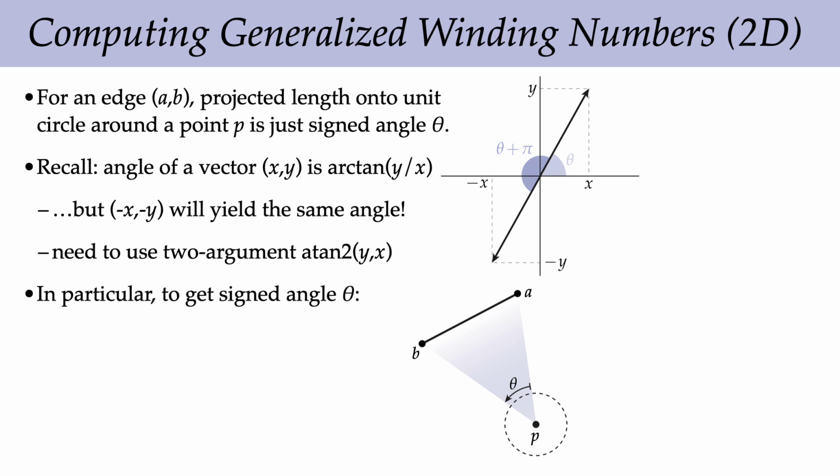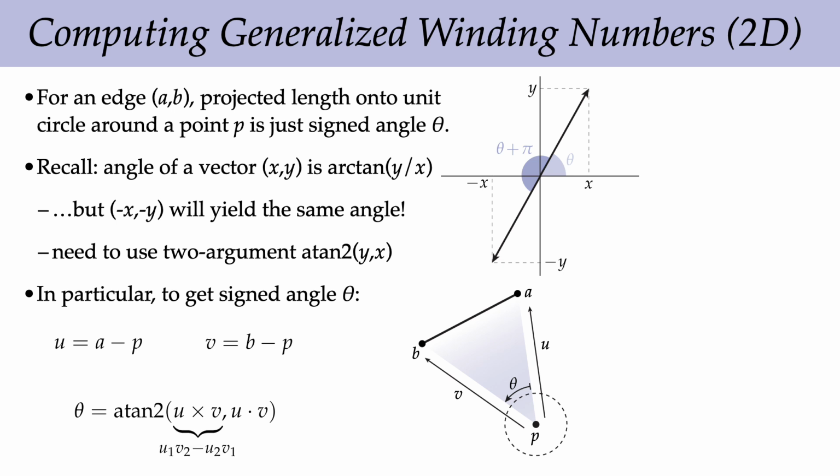In particular, if we want to get the angle for the generalized winding number, we can compute the vector a minus p, the vector b minus p, so u and v, and then the angle theta is just the two-argument arctangent of the cross product of these vectors and the dot product of these vectors, kind of the y and x component. So the cross product in 2D just meaning u1 v2 minus u2 v1, and the dot product is the usual dot product. Here's what that looks like. You could go ahead and do this at home if you like.